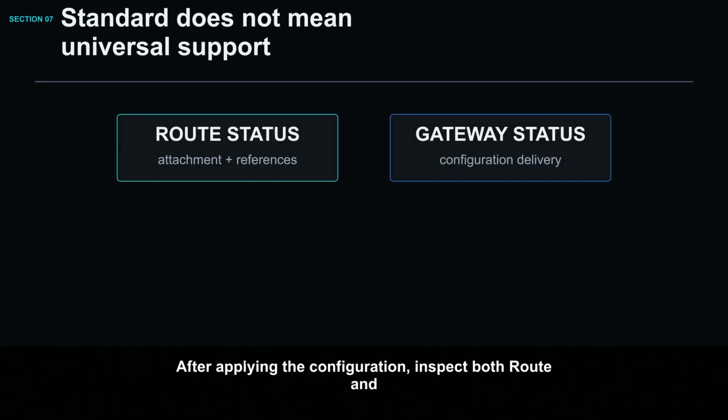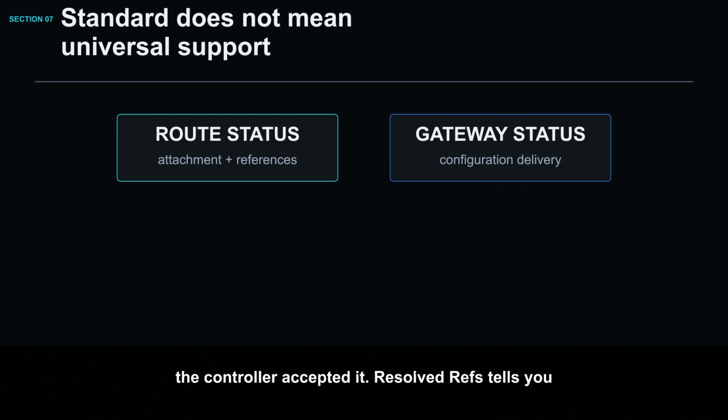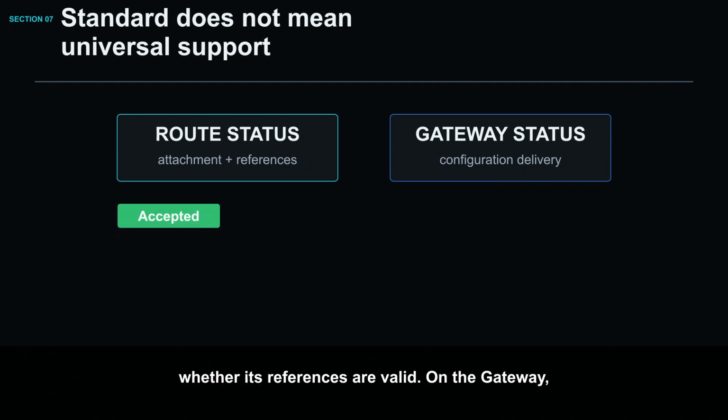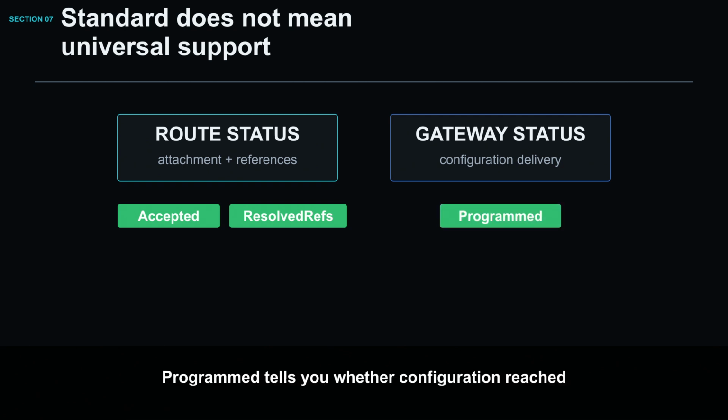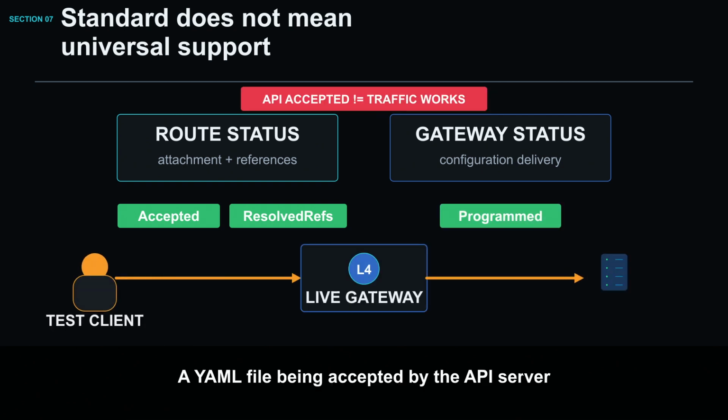After applying the configuration, inspect both route and gateway status. On the route, Accepted tells you whether the controller accepted it. ResolvedRefs tells you whether its references are valid. On the gateway, Programmed tells you whether configuration reached the data plane. A YAML file being accepted by the API server is not the same as working traffic.